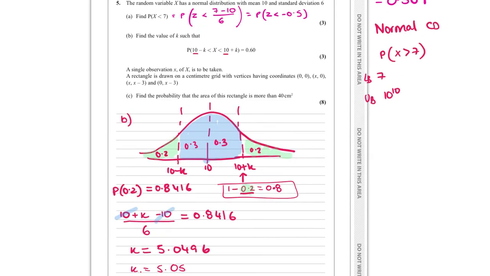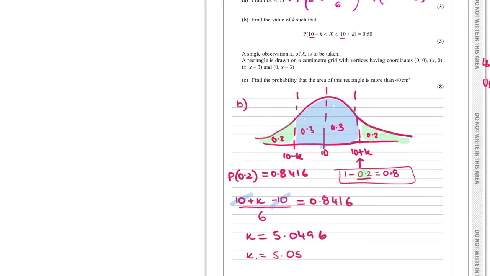Okay, and then part C, we can do over here. So a single observation of x is to be taken. A rectangle is drawn on a centimetre grid with vertices having coordinates. Okay, always draw this up. 0, 0. Okay, x 0. So we know it's along the same.